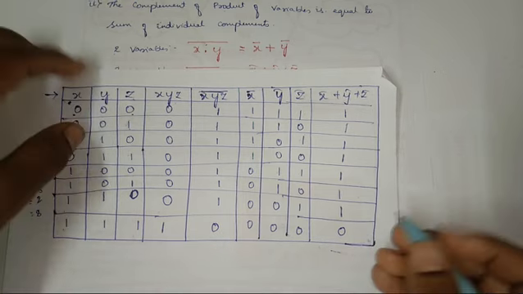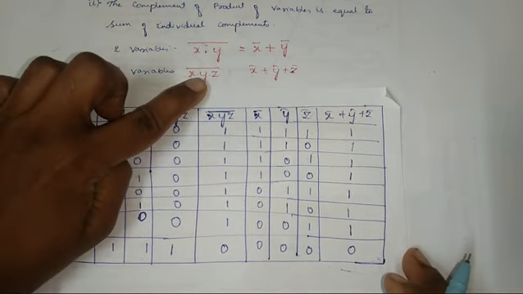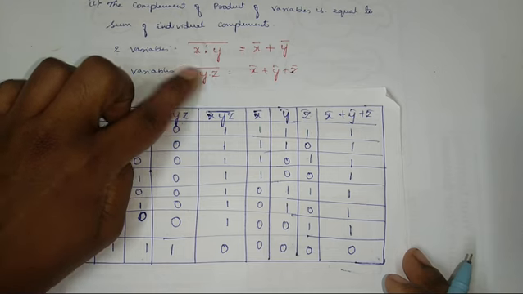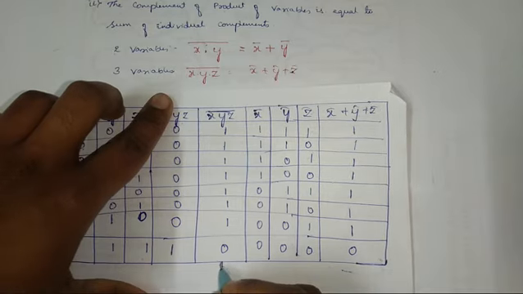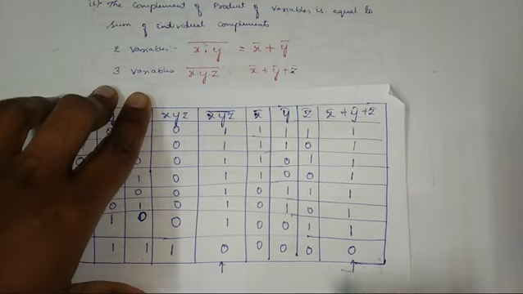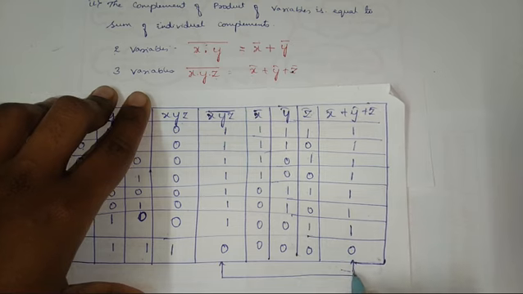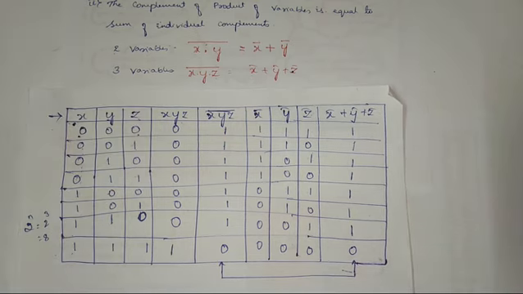Now what are the columns we have to check? x into y into z whole bar is equal to x bar plus y bar plus z bar. This column and this one both are the same. Okay.